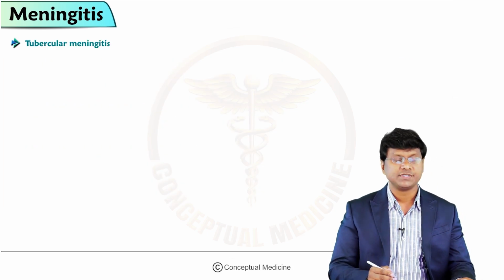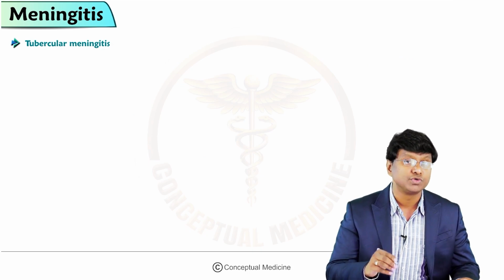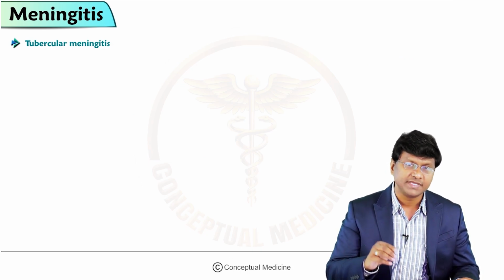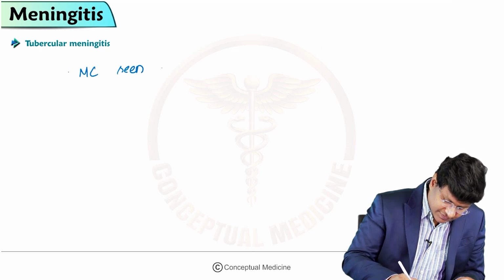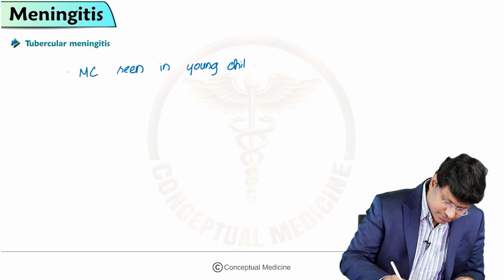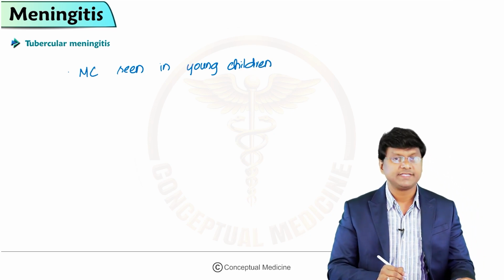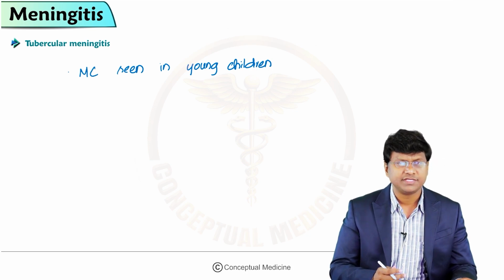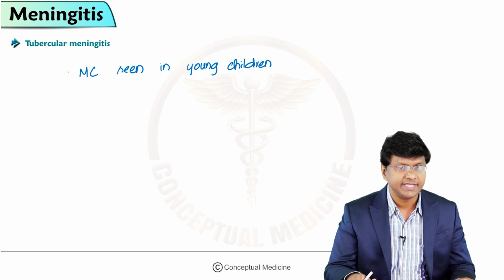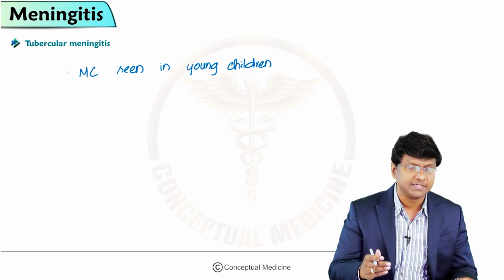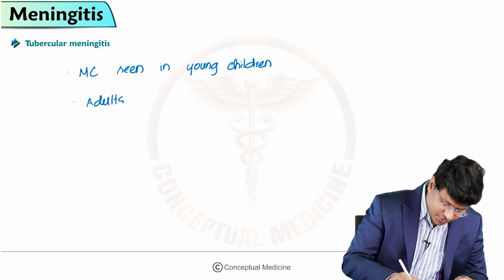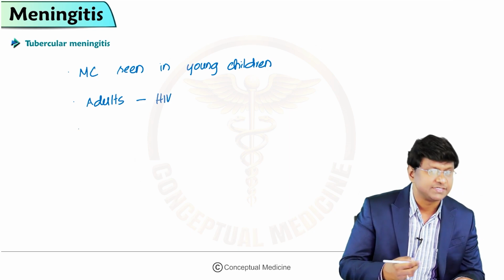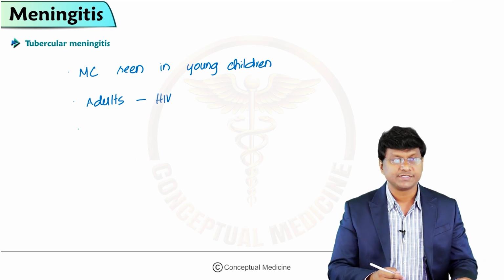the tubercular meningitis. See, tubercular meningitis is seen most often in young children, but also develops in adults as well. Most commonly seen in the young children, because in young children the immunity is less, so the tuberculous organism can easily infect the child. But it also develops in adults, especially those infected with HIV. That means immunocompromised state, the tuberculosis can cause the tuberculous meningitis.